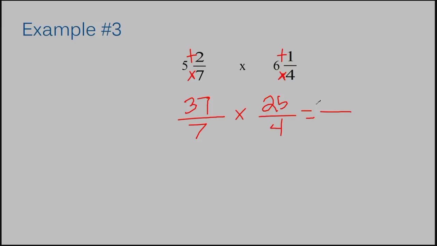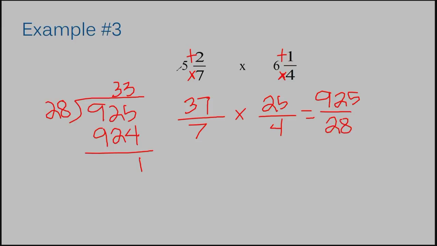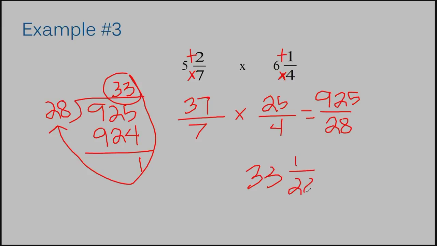Now I need to multiply straight across. 925 is my numerator, and my denominator is 28. Now if I divide 28 into 925, I get 33 with a remainder of 1. So that means my answer is 33 and 1/28. That's the answer for example number 3. Let's move on to example number 4.